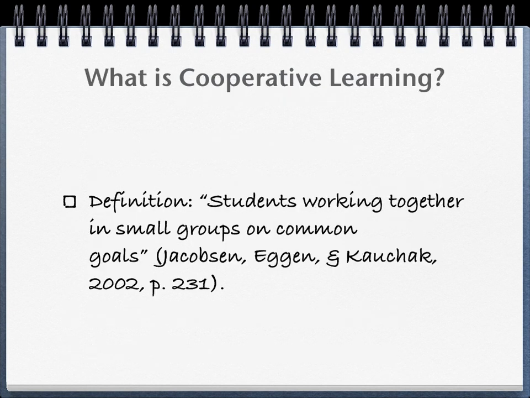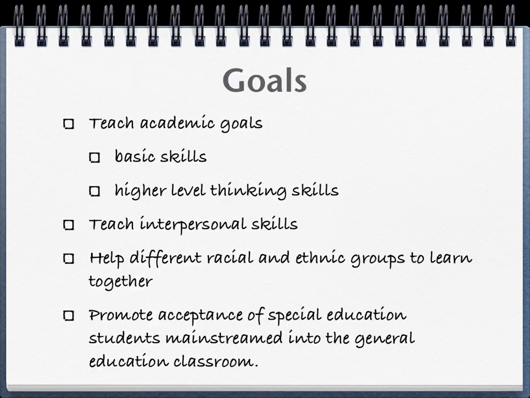So what is cooperative learning? Cooperative learning is when students work together in small groups on common goals. Some of these goals are to teach academic goals, and this is either the basic skills and also higher level thinking skills. Another goal of cooperative groups is to teach interpersonal skills. This is for students to learn to work together, to talk together, to reach a common goal.